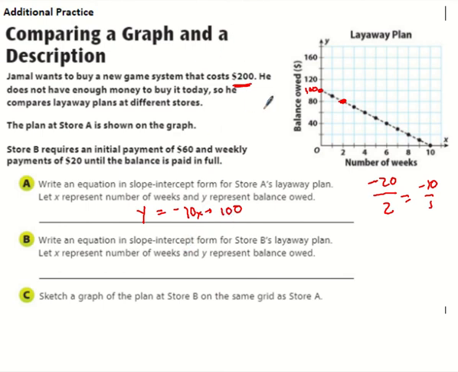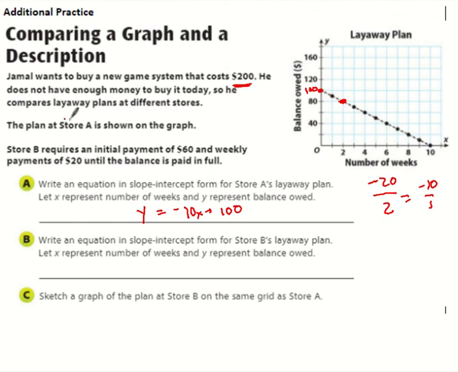That means that they had to put $100 down in the beginning. Because if it initially cost $200, but the amount they owed, they're starting with only $100, that means they had to put $100 down in the beginning. And then they had to pay $10 every single week until it was paid in full after 10 weeks. After 10 weeks, looks like they don't owe any money.